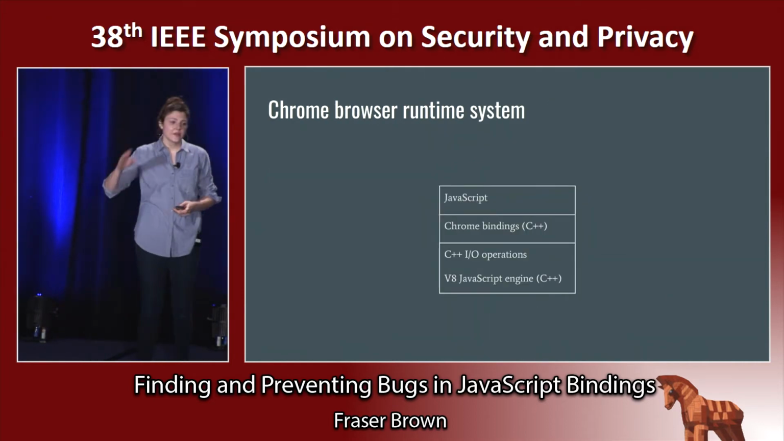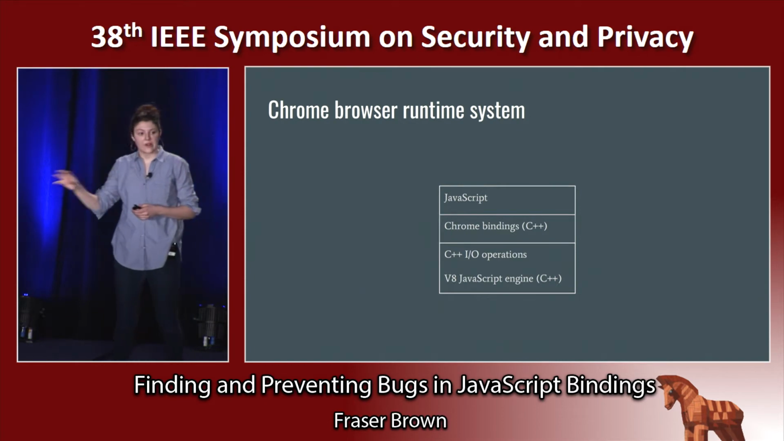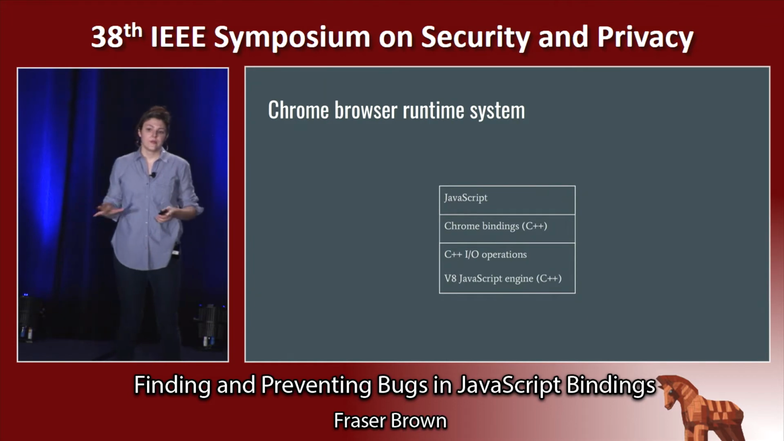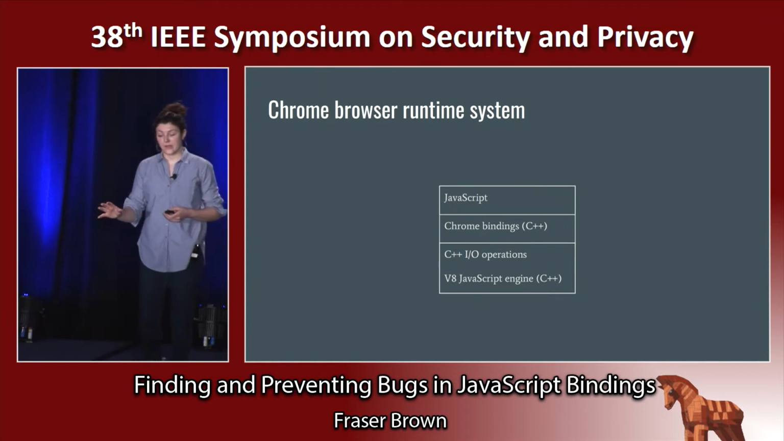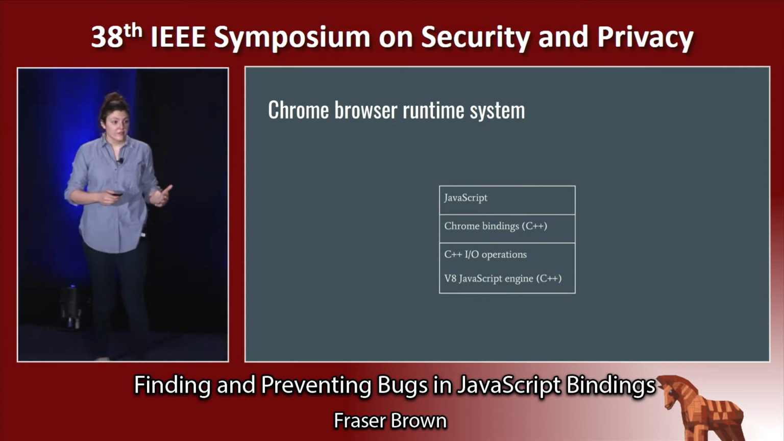So in the browser, what that means is we have our web page JavaScript. That's talking to our browser C++ bindings. And that's on top of the browser JavaScript runtime. So OK, now we can work with JavaScript with the file system and in the browser.